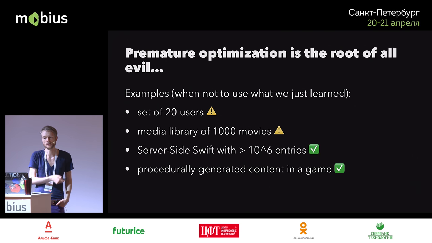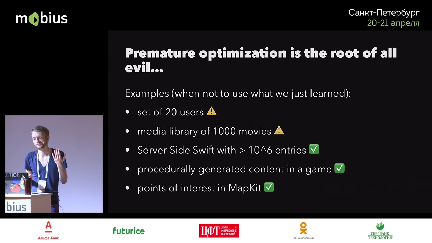And maybe, for example, if you have procedurally generated content somewhere in your game and it's millions of entries, then you also want to optimize them. But the point to learn from this is: don't do all the stuff that I showed you just now just because it's fun. Do it when it's necessary. It's fun for me. I don't know if it will be fun for you. Yeah, there's this example with MapKit. So this is all about this particular case of optimization.